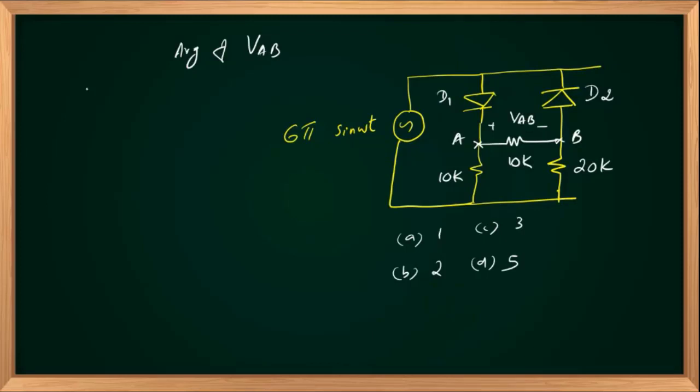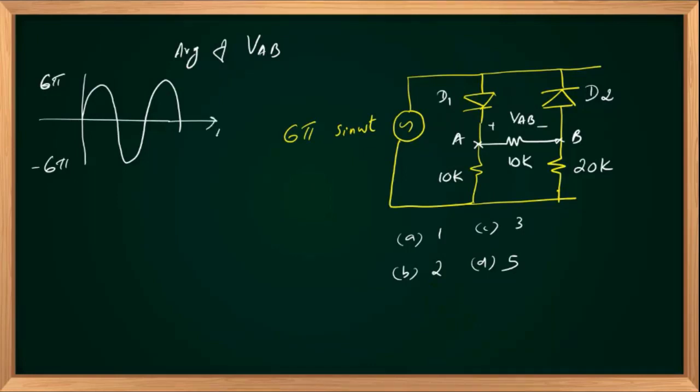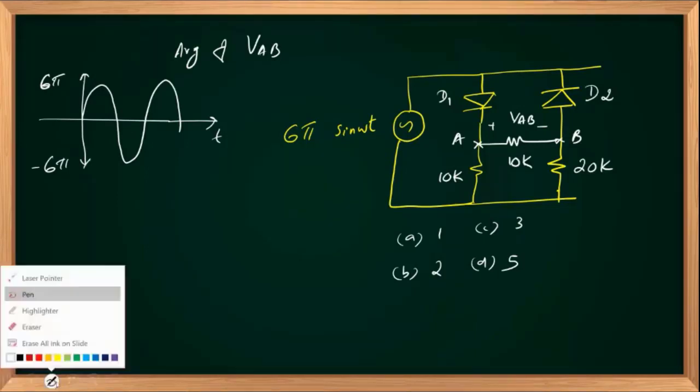Of course, the input is 6 pi sin omega t. You should visualize it oscillating between 6 pi and minus 6 pi. That everybody knows. And we have two ranges of input voltages in a broad sense, that is positive and negative.